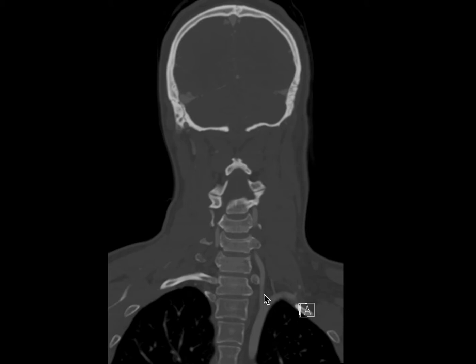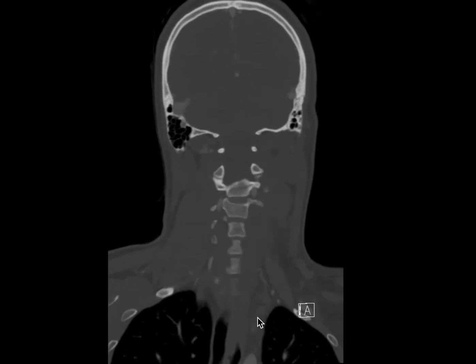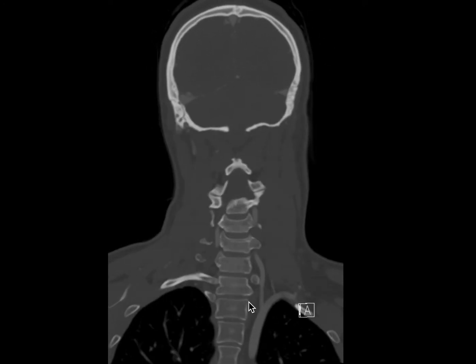In about 5% of cases, the left vertebral artery instead arises from the aortic arch. When it does this, it's usually between the left common carotid and left subclavian vessels. It has also been reported on rare occasions that the right vertebral artery may come off the aortic arch.